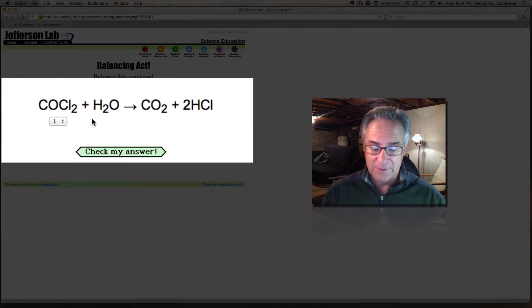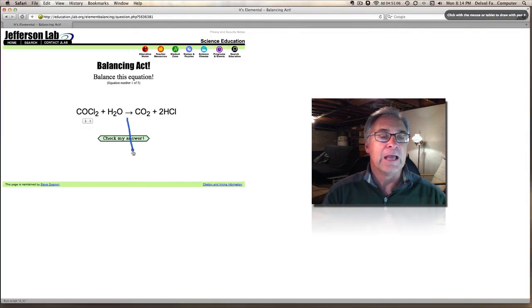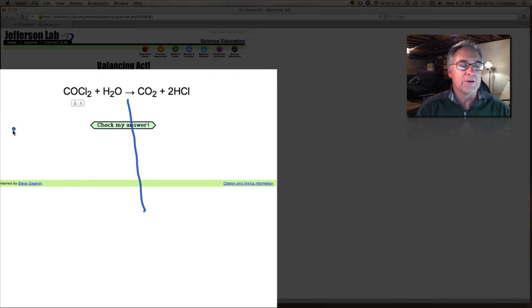One of the things that I like to do is take an accounting, if you will, of all the different kinds of elements that are in there. So I'm going to draw a line right here, and we're going to go through each of the elements and count them up. On this side, I'm going to move down here. Carbon, how many carbons do we have? We have 1, and that's all we've got. So we have 1 carbon. So I'm going to put down 1.